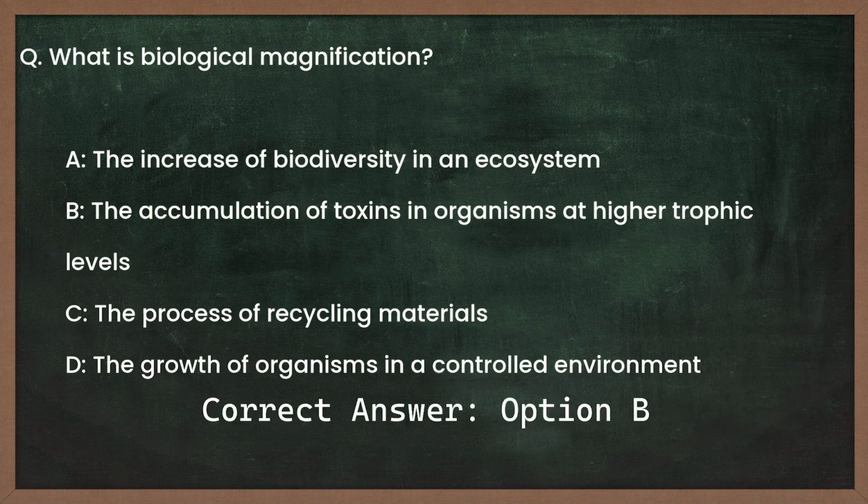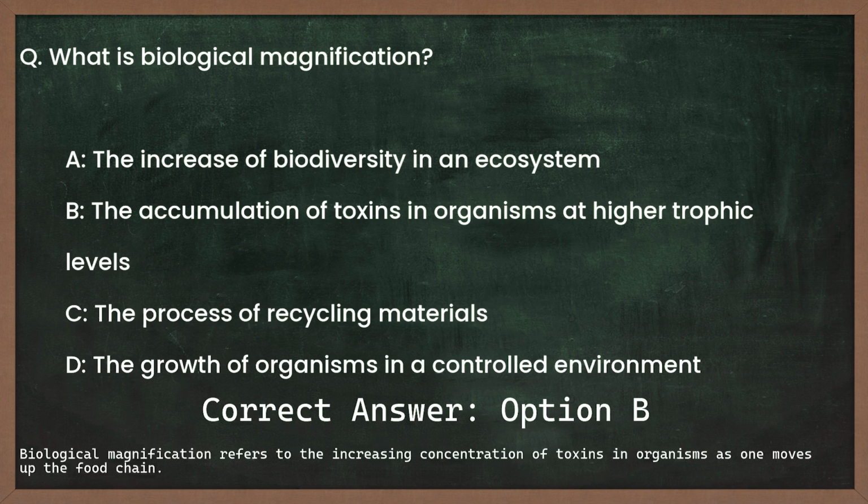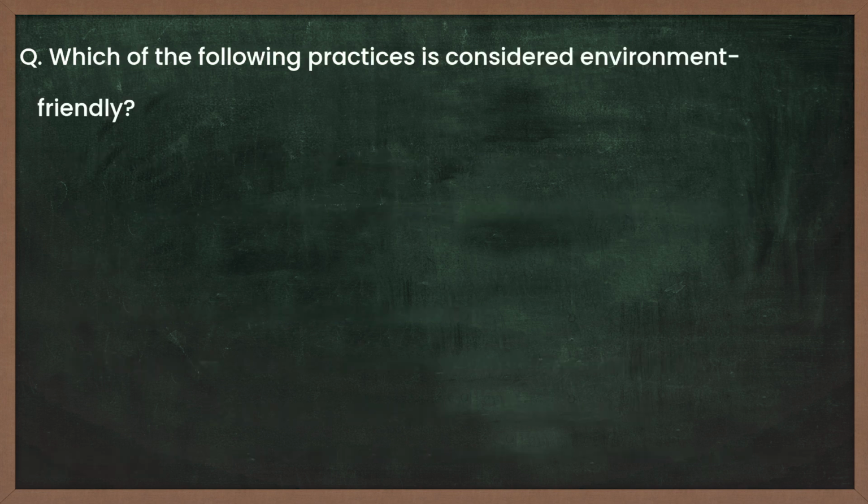The correct answer is option B, which is the accumulation of toxins in organisms at higher trophic levels. Biological magnification refers to the increasing concentration of toxins in organisms as one moves up the food chain. Question: which of the following practices is considered environment friendly?